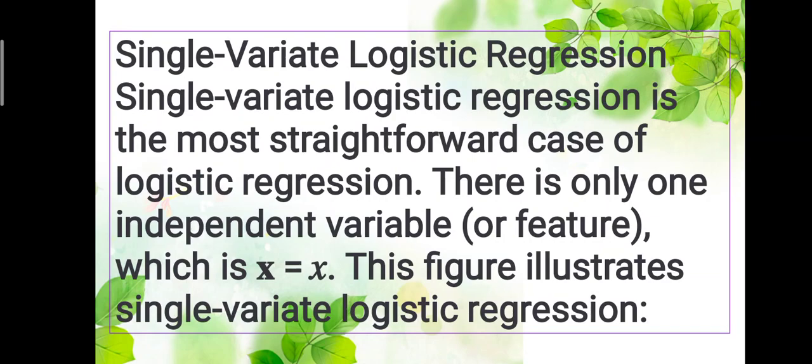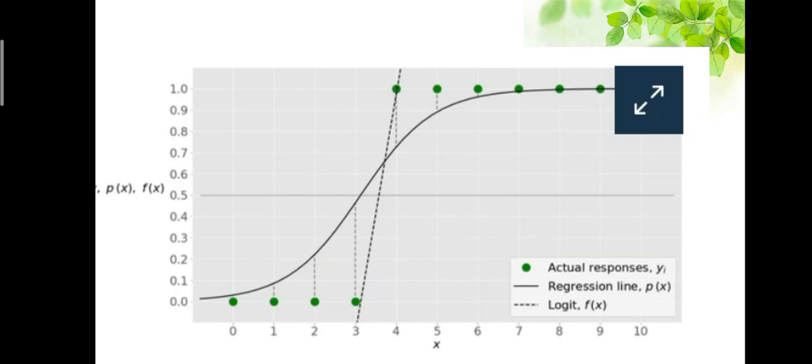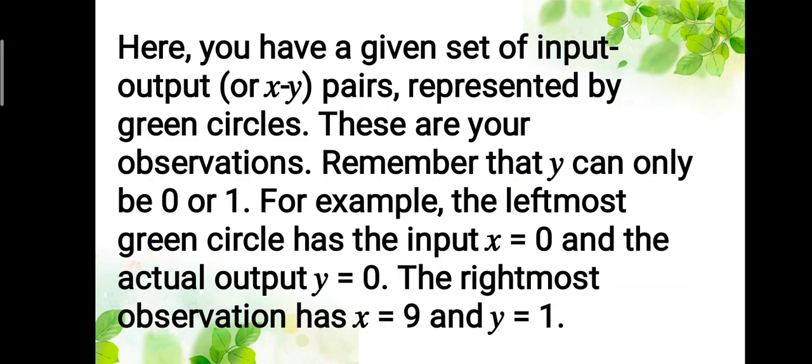Here is the graph of single-variate logistic regression. Next. Here, you have a given set of input-output pairs, (x, y), represented by green circles. These are your observations. Remember that y can only be 0 or 1. For example, the leftmost green circle has the input x equal to 0 and the actual output y equal to 0. The rightmost observation has x equal to 9 and y equal to 1.